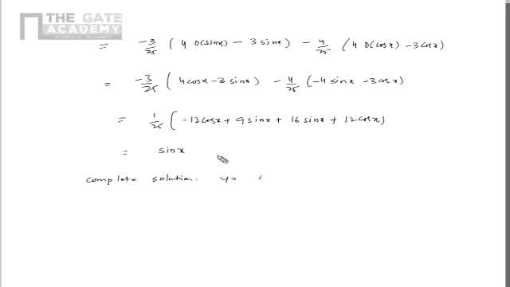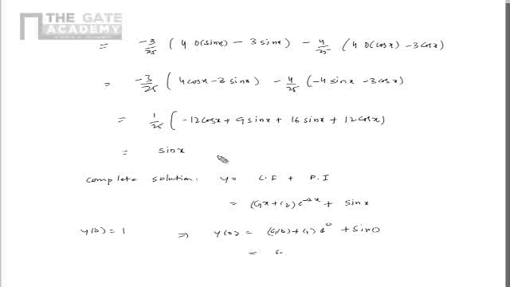This was the particular integral. Now the complete solution is y equals complementary function plus particular integral, and that comes out to be (c1x plus c2) e power minus 2x plus sin x. Now, in order to find the arbitrary constants c1 and c2, they have given the conditions. So y of 0 is 1. Let's substitute y of 0: 1 is c2 e power 0 plus sin 0, so c2 comes out to be 1.